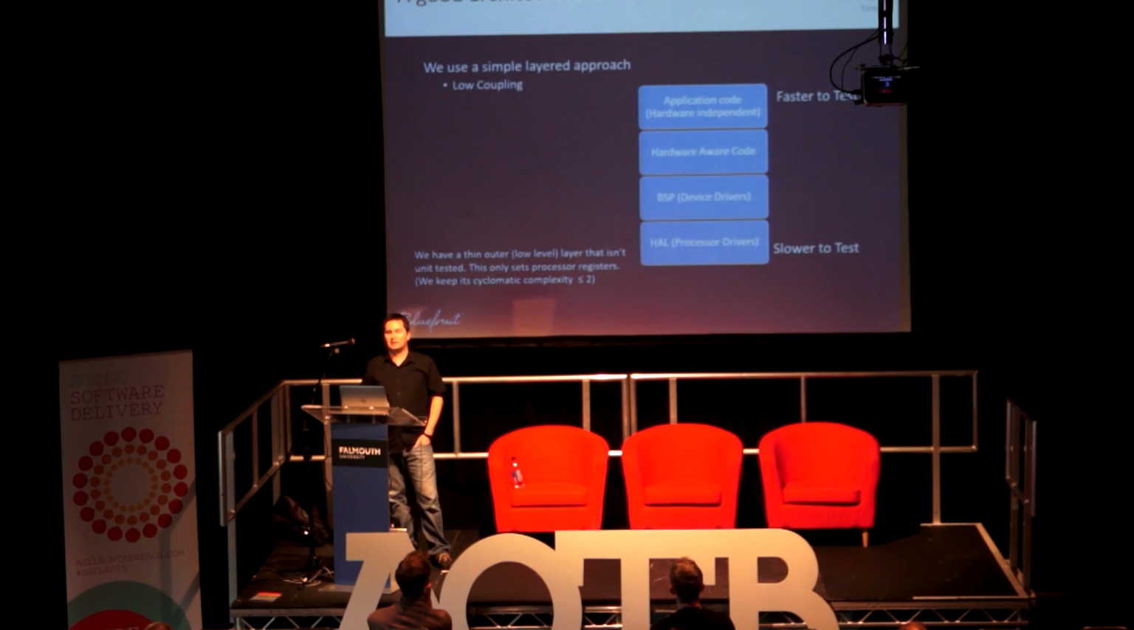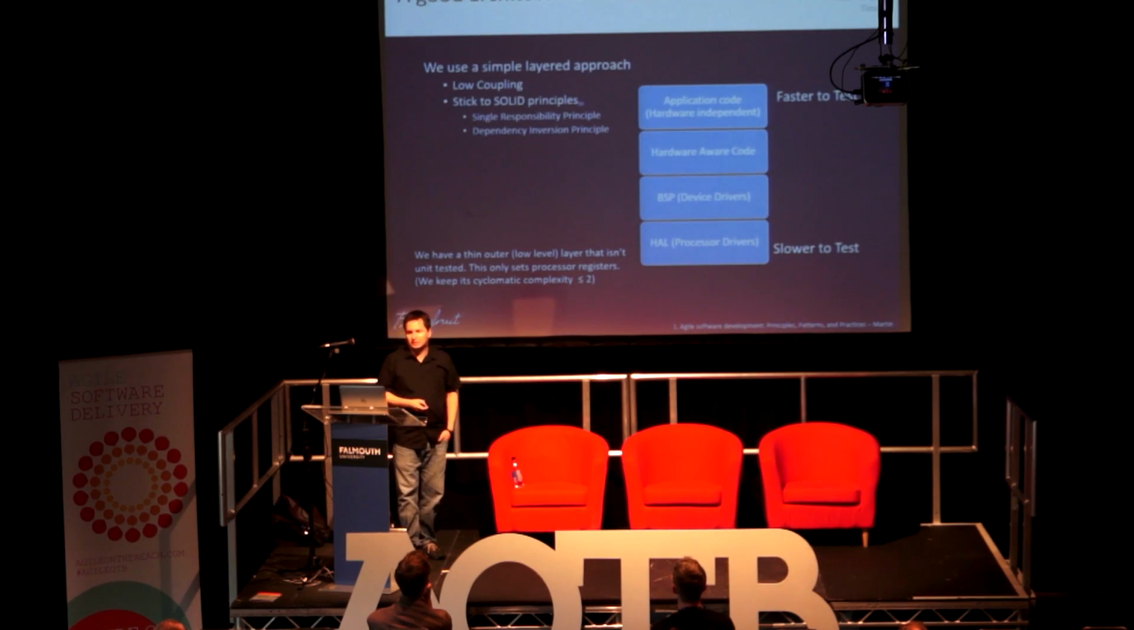We try and keep coupling low, so the more coupling we have between the classes, the harder it is to actually test the code. And lastly, we try and stick to the SOLID principles. I find single responsibility and dependency inversion the 2 most useful of the SOLID principles. Even if you don't know anything about any of the others, those two are really going to help you.